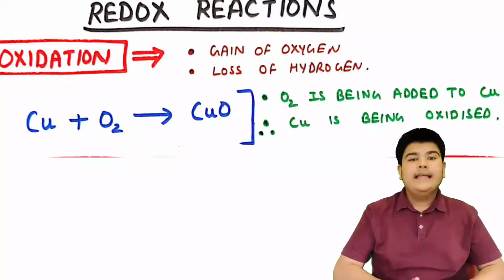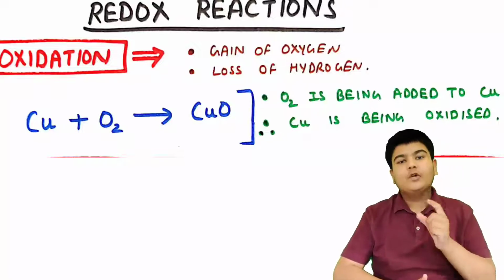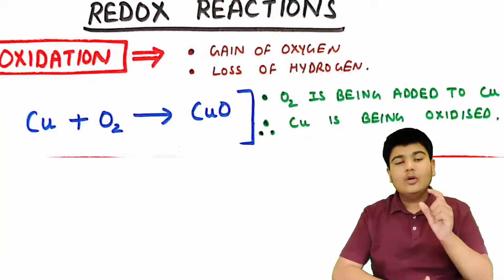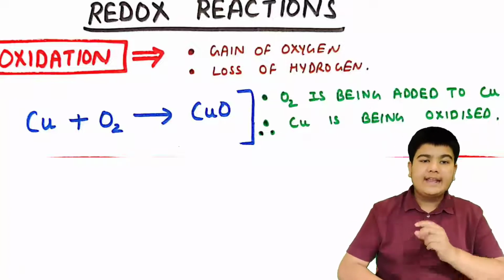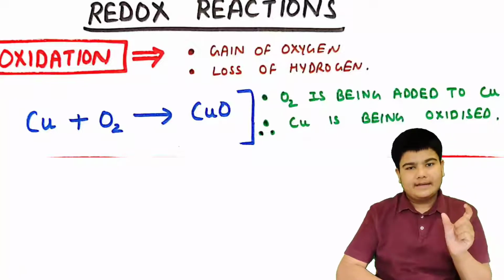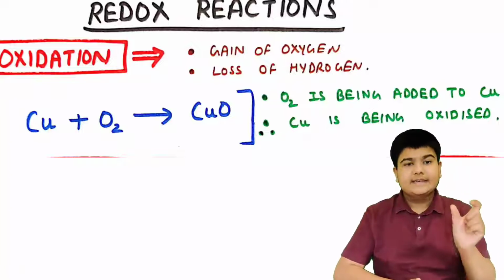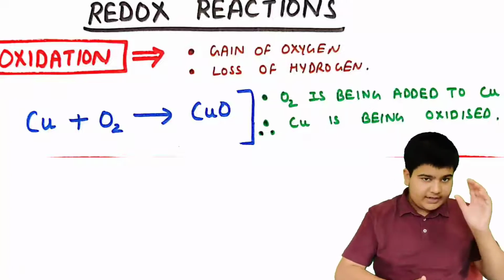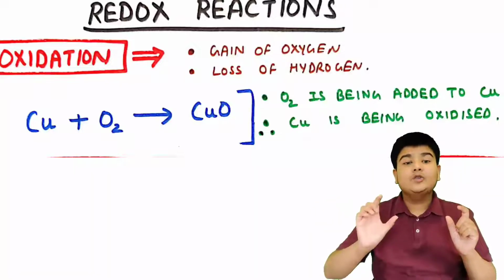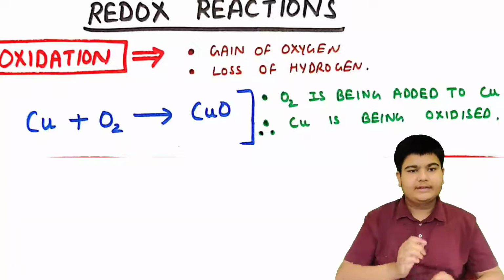For example, if we take the reaction between copper and oxygen to form copper oxide, that is Cu plus O2 is equal to CuO, then here copper is being oxidized as oxygen is being added to copper. As you can see, on the reactant side it is Cu, and on the product side it becomes CuO. So O, that is oxygen, is being added to it.